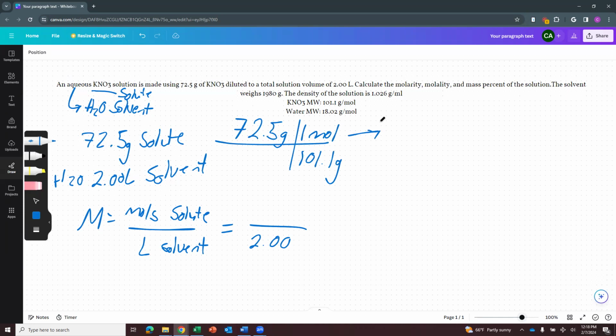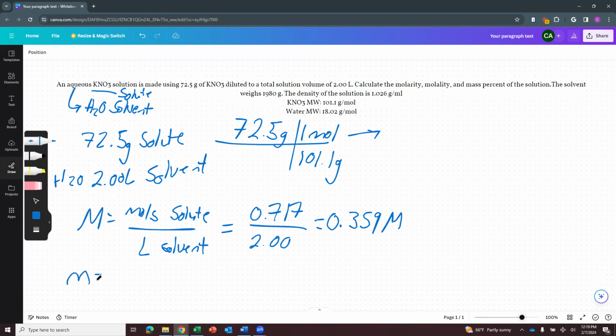So 72.5 divided by 101.1. That is the moles of solute, 0.717. Then we have to divide that by 2 because that's our denominator. And so our concentration is 0.359 molar. So that's molarity.